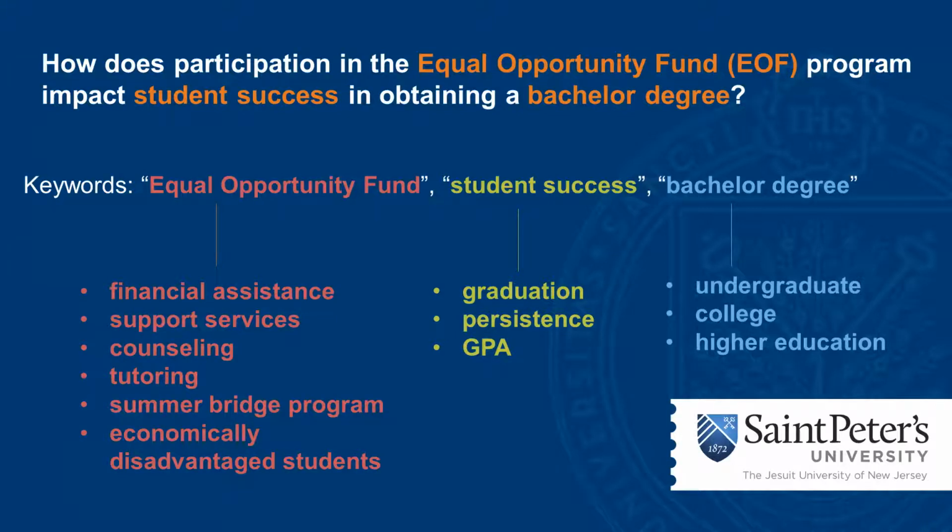So the first thing about keywords is that you don't want to put entire sentences or long strings of words into a search engine because it might exclude relevant literature. Different researchers might not necessarily use the words participation or obtaining or impact because those words are sort of general, and there's many ways that we can describe that. So we want to pick out those keywords. Here I think they'd be EOF or Equal Opportunity Fund, student success, and bachelor degree.